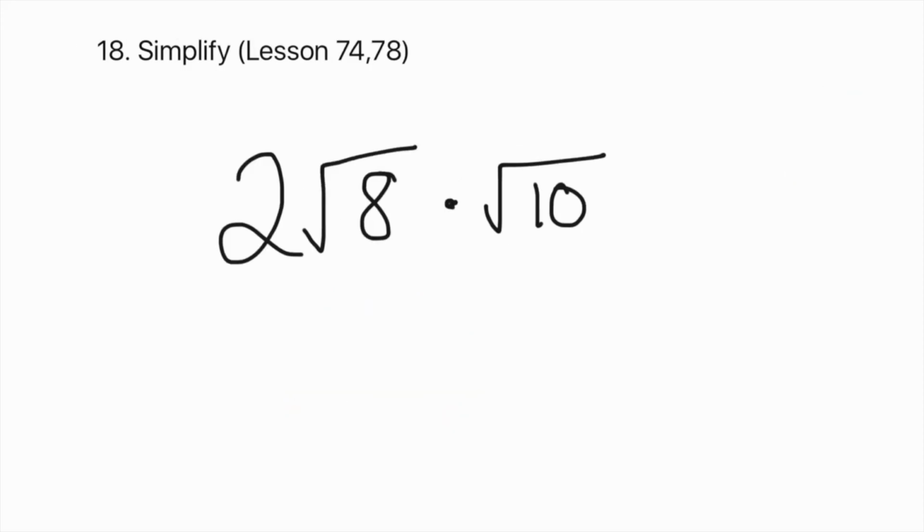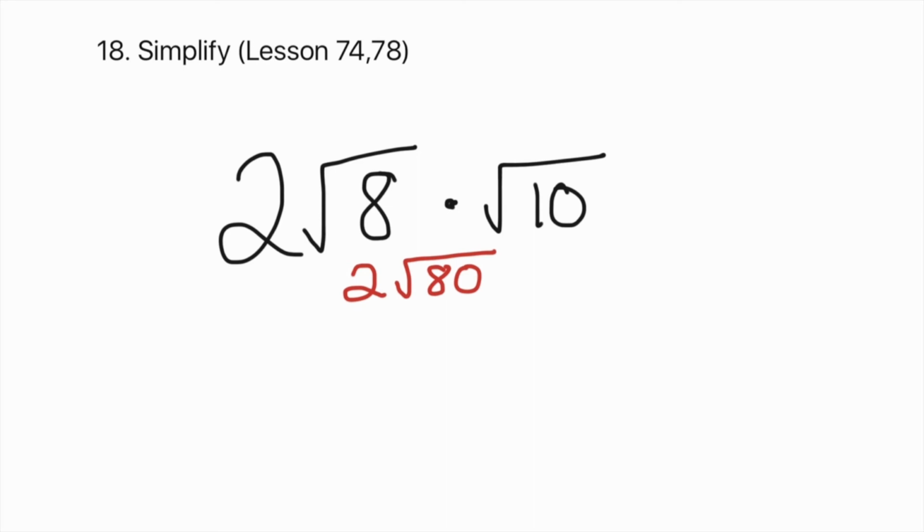Number 18, we have to simplify. This is from lessons 74 and 78. So we have 2 root 8 times root 10. Now for these problems, I like to do the multiplication of the radicals first. So remember, we just do the root 8 times root 10, so that gives us 2 root 80. And now we can start simplifying from here.